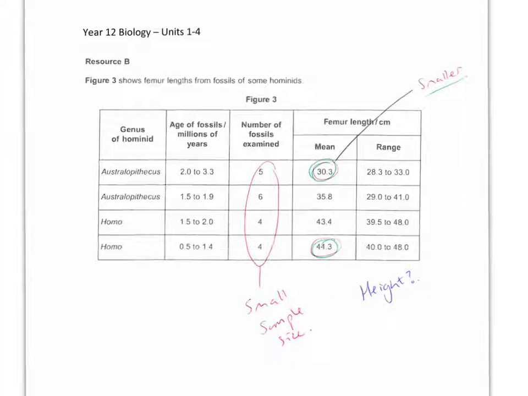Also, linking to the previous resource that we did, as we don't have any indication of height, the ratio might have been different. So they might have had a larger femur compared to total height, or the opposite way around. So we don't have any idea of the ratio between height and femur length either. And the other thing is, we stand upright, Australopithecus might not.